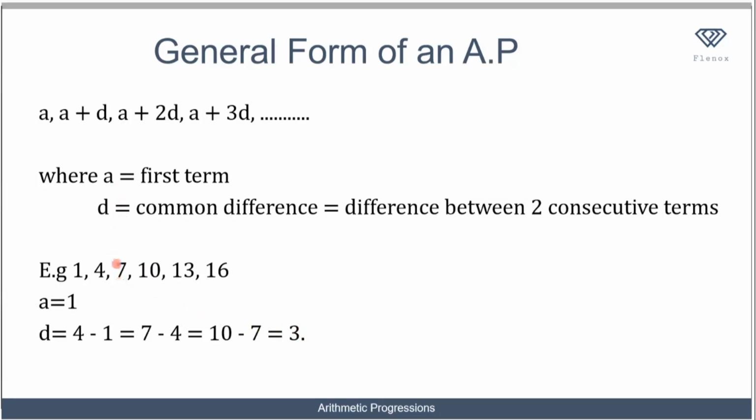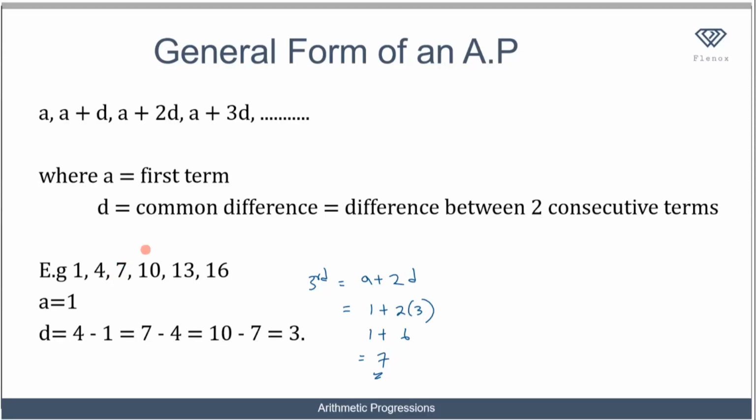3. So now let's try to evaluate the third term. The third term is given as what? A plus 2D. That is the third term. So the third term in this case will be, what is my first term? 1. And what is my common difference? Common difference is 3. So I have 1 plus 6, which gives me 7. So as you can see, the third term in this progression is 7.